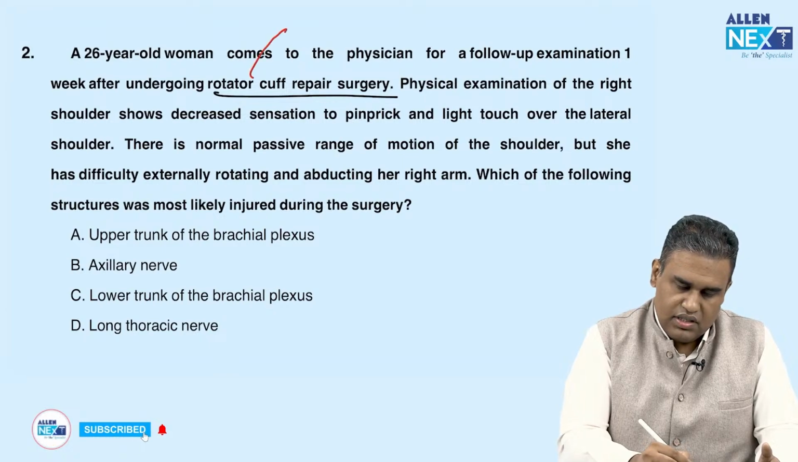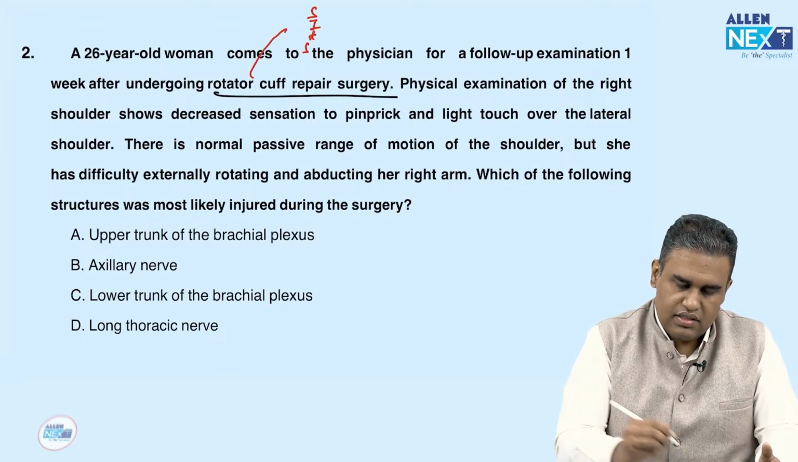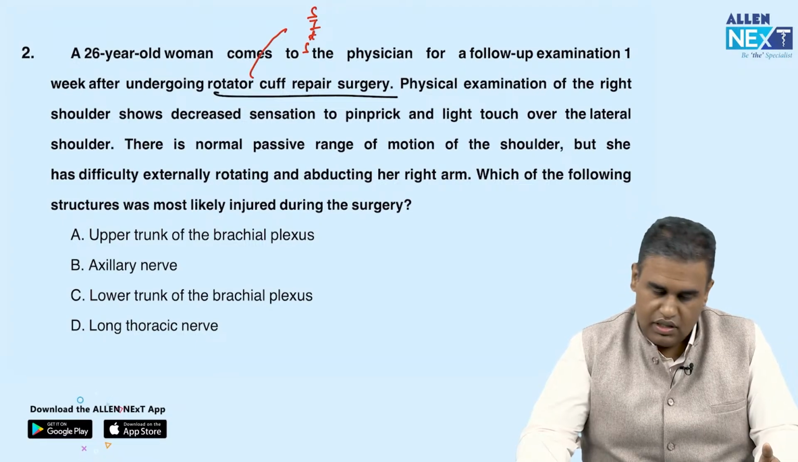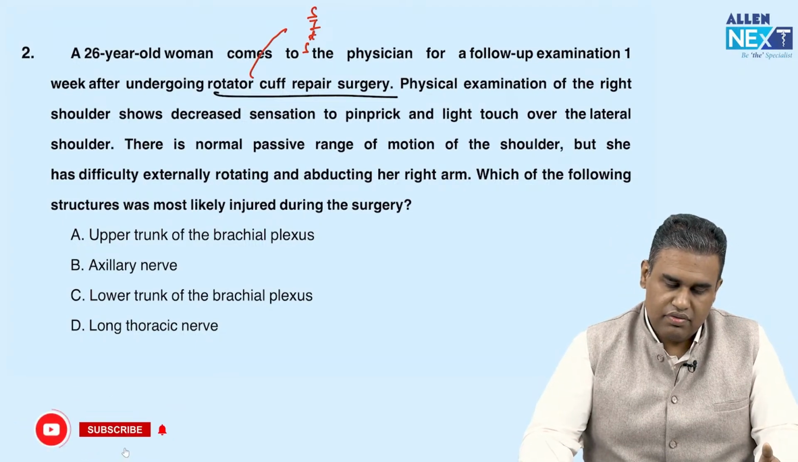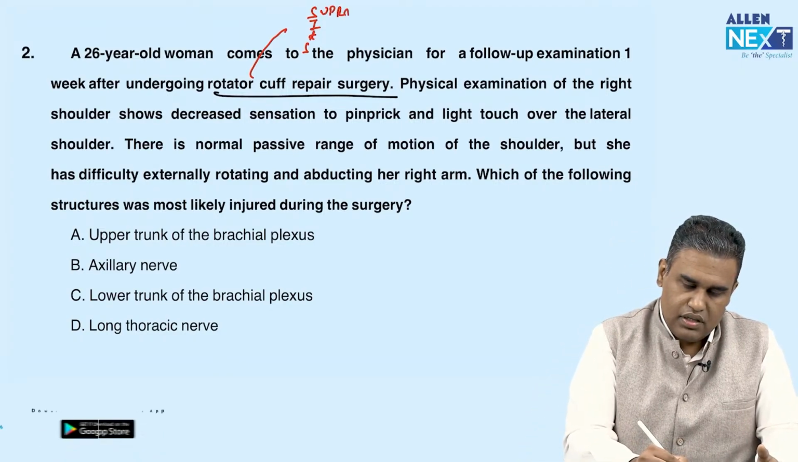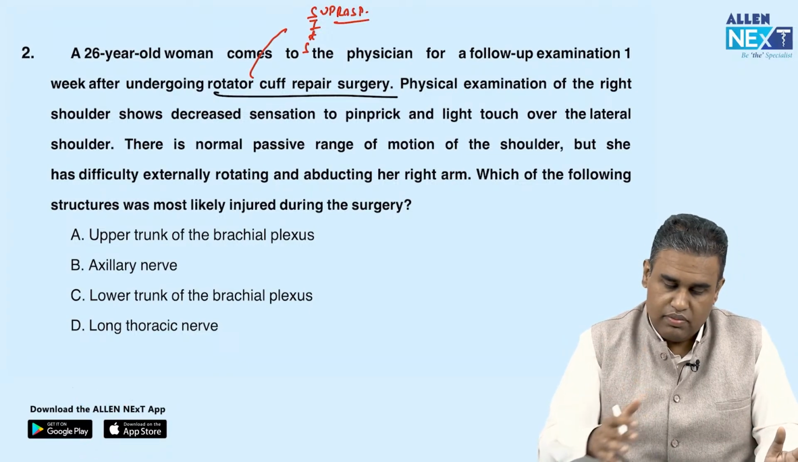Rotator cuff, we all should know the muscles over here are SITS, small t and s: supraspinatus, infraspinatus, teres minor and subscapularis. And most commonly in rotator cuff repair surgery, the most commonly damaged tendon is our supraspinatus. This we should keep at the back of our mind.